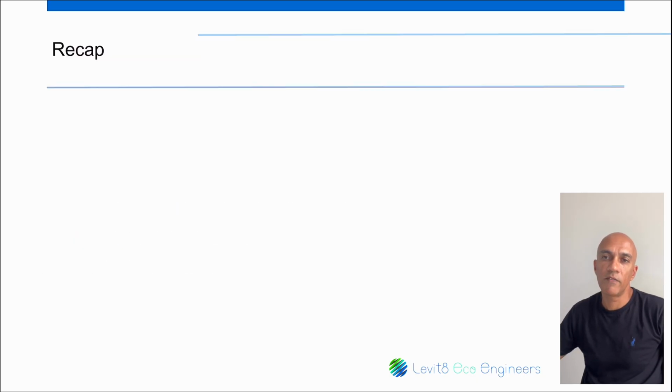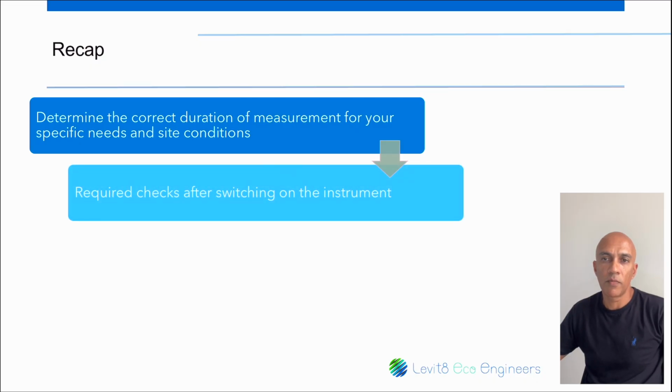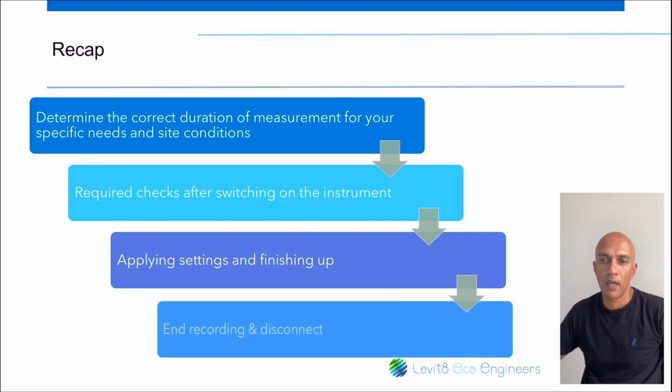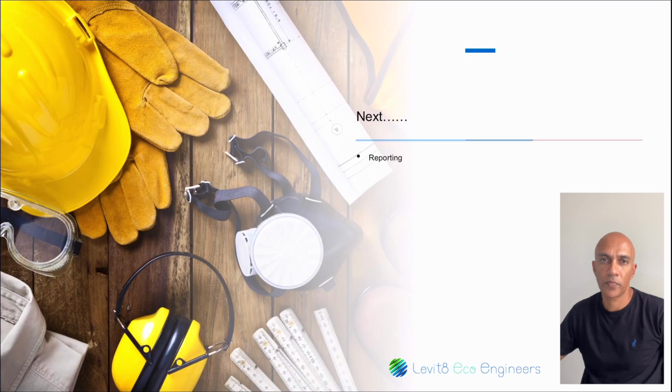So, let's have a recap here. We spoke about determining the correct duration of measurement for your specific needs and site conditions. Next, we talked about required checks after switching on the instrument. Then we talked about applying settings and finishing up. And lastly, we talked about ending the recording and disconnection and leaving the site.